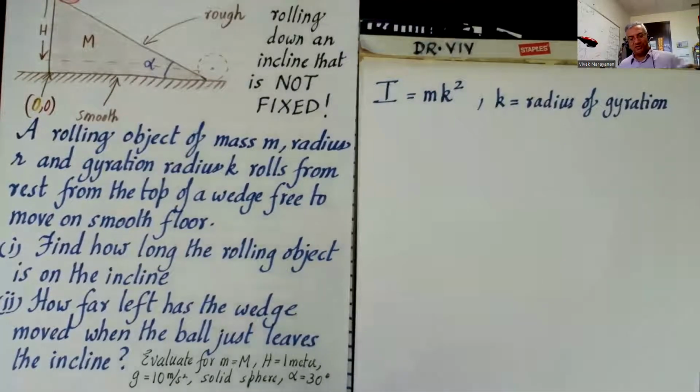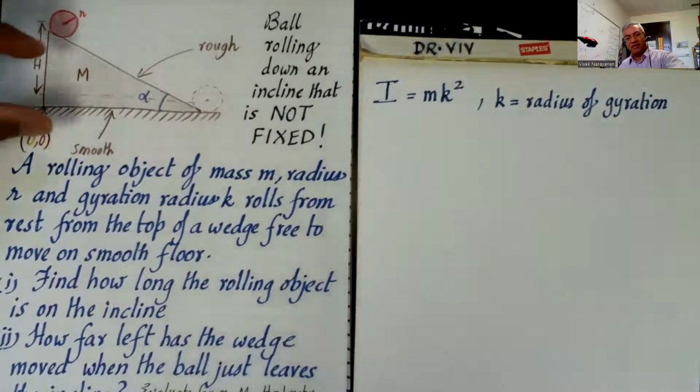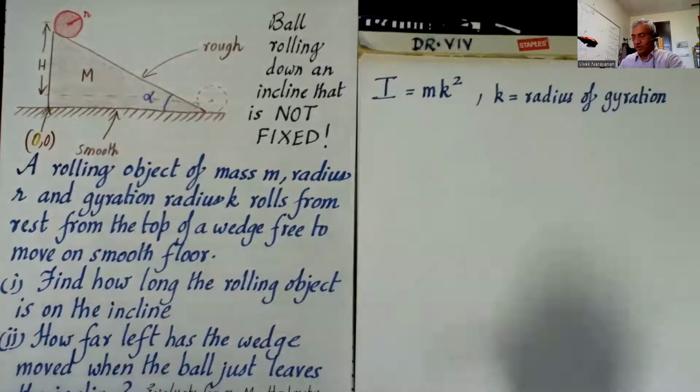So what we are asked to find is how long it stays on the wedge and how far the wedge has moved. Obvious things to find in this problem. Now, when we are doing a problem with Lagrangian dynamics, the first thing you have to do is draw a really super clear picture. So let's do that.